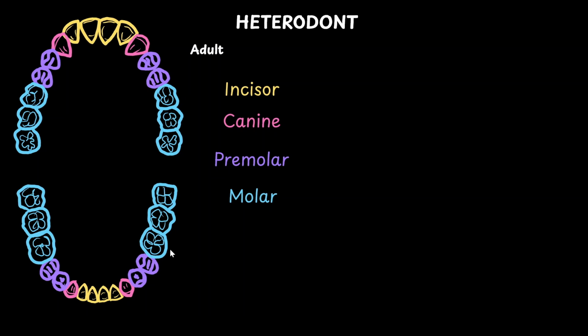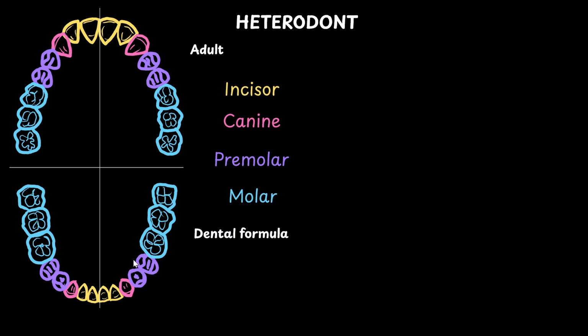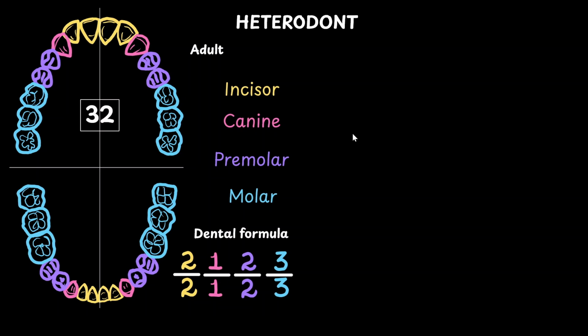The number of teeth present in mammals is represented by something called the dental formula. Here we consider the teeth present in one half of either the upper jaw or the lower jaw. So for an adult human, we write the dental formula as 2 by 2, representing the two incisors present in the upper half as well as the lower half, 1 canine, 2 premolars, and 3 molars. This comes to a total of 32 permanent teeth.